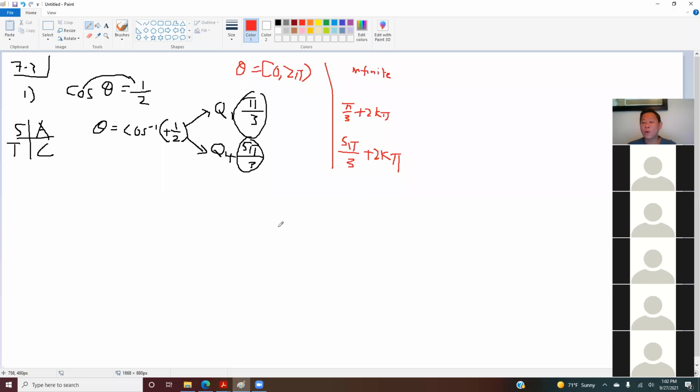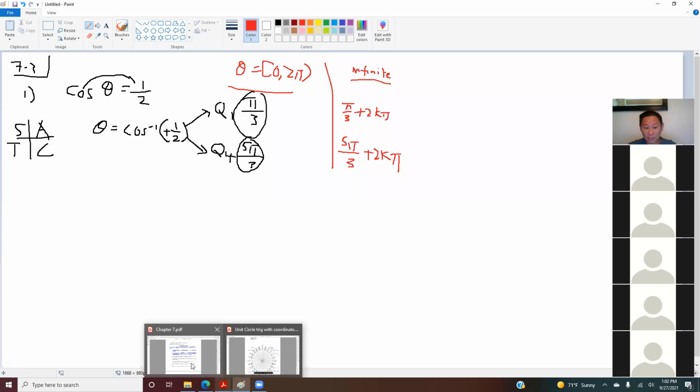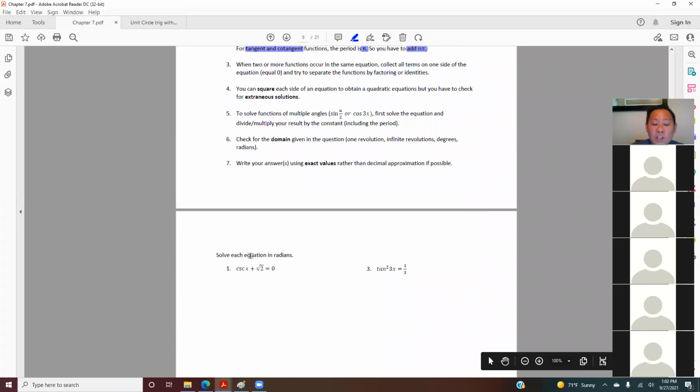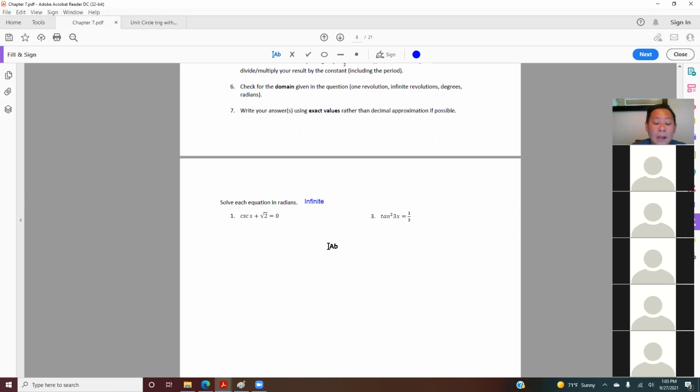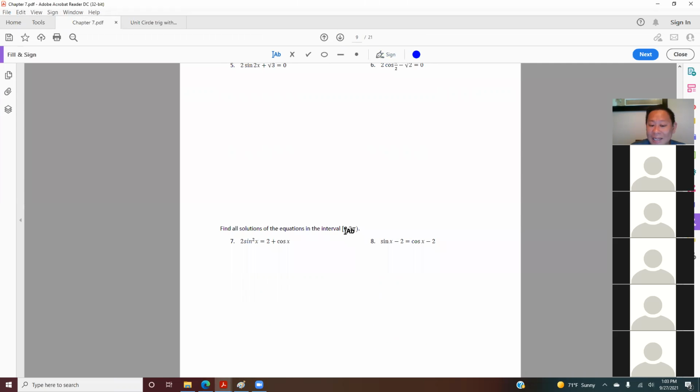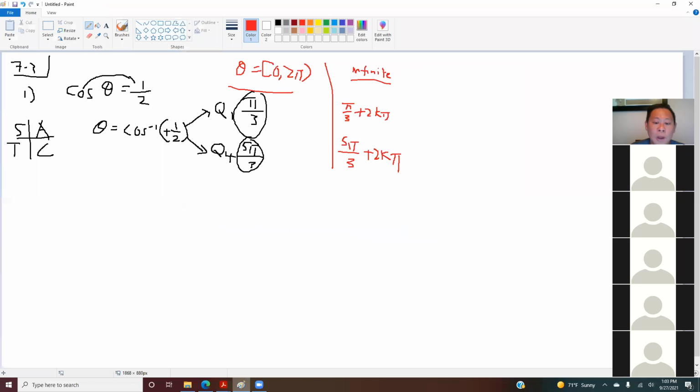How do you know if a question is asking for infinite or for just 0 to 2 pi? You have to read the question carefully. For example, if the question does not say anything, this is going to be an infinite solution. So you have to add 2n pi or n pi. But once a question gives us something like this, find a solution in the interval of 0 to 2 pi, this is only for one revolution. So that means that you do not need to add n pi or 2n pi. You just use pi over 3 and 5 pi over 3.